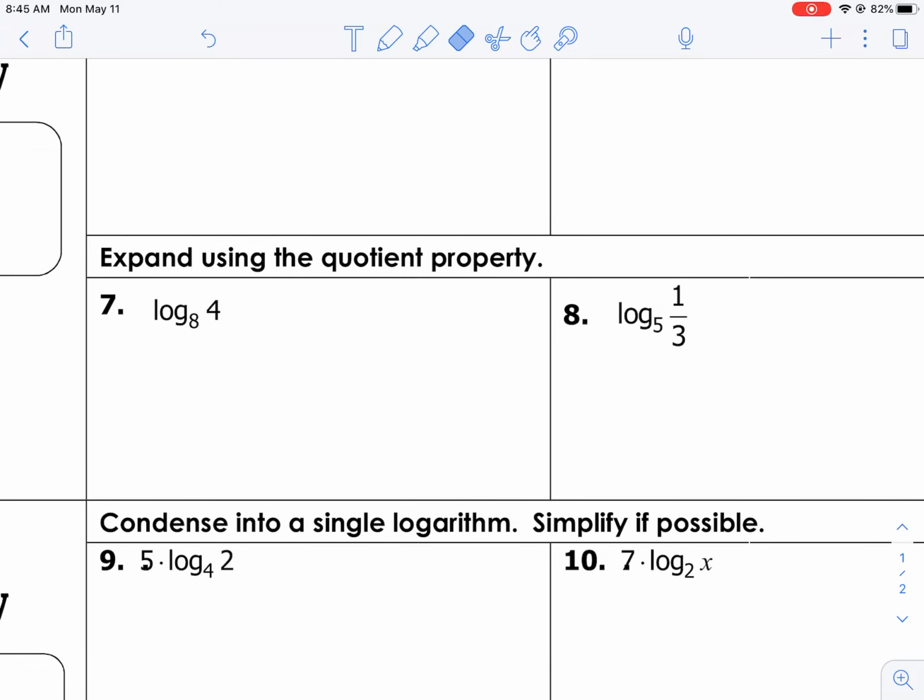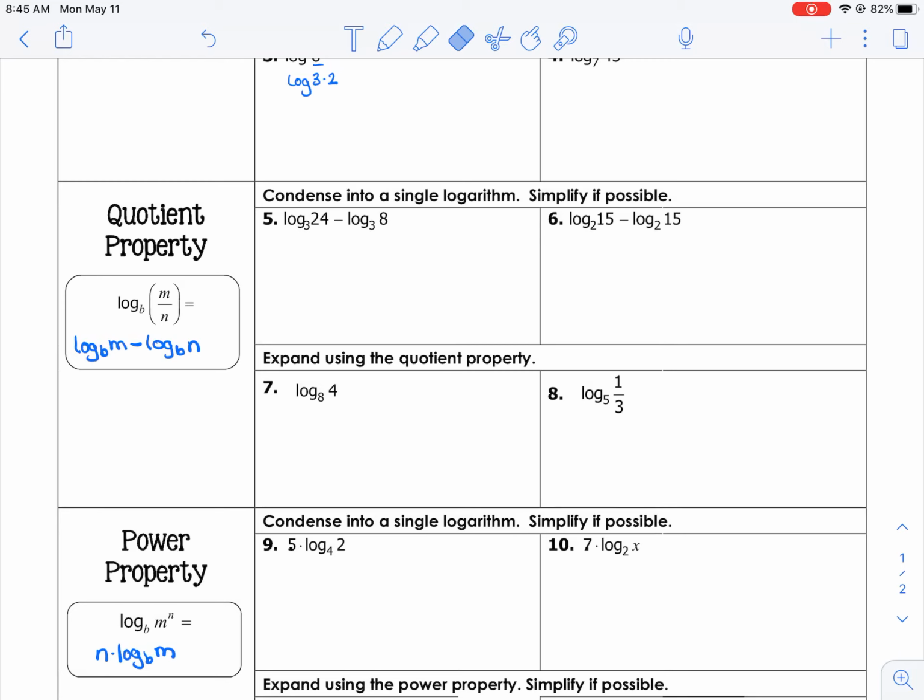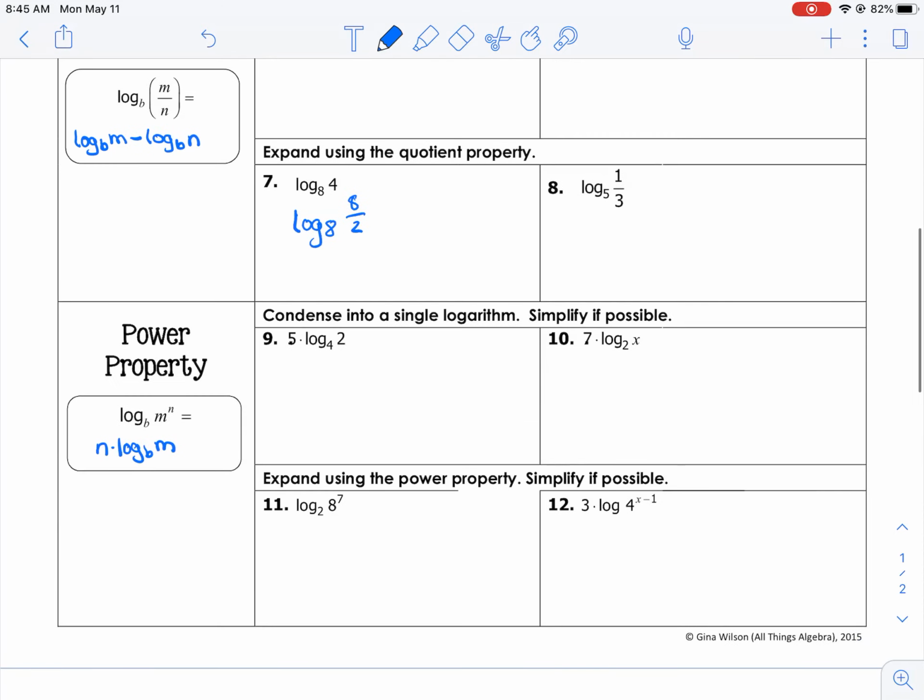Same thing for 7. What makes 4? How can you break 4 up? You could do 2 times 2. You could even make that a power. You could make that 2 squared. Because I think it wants, oh no, this wants the quotient property. So you want to think about what divides to 4. So for example, you could do log base 8 of 8 divided by 2.